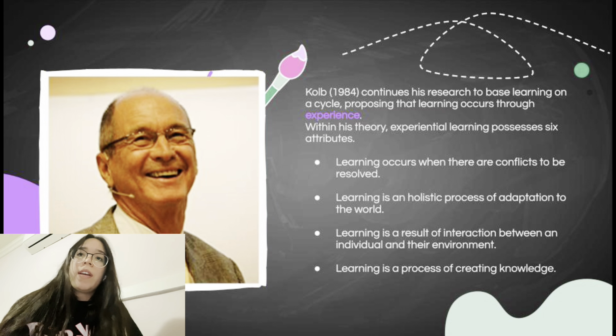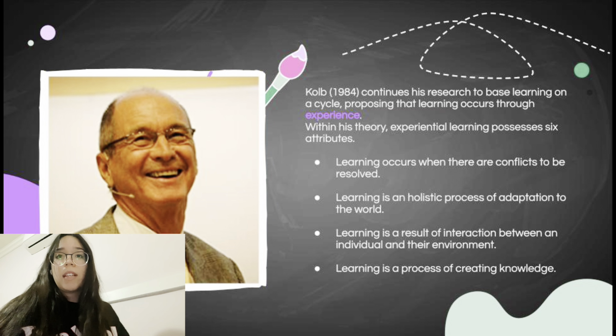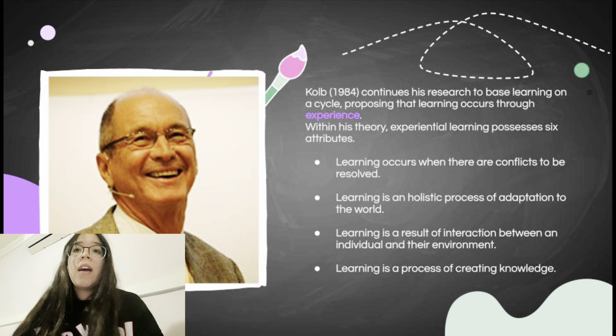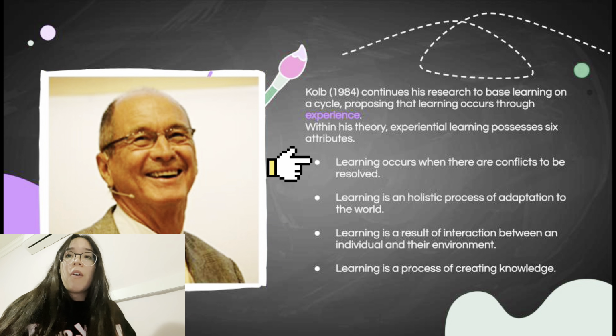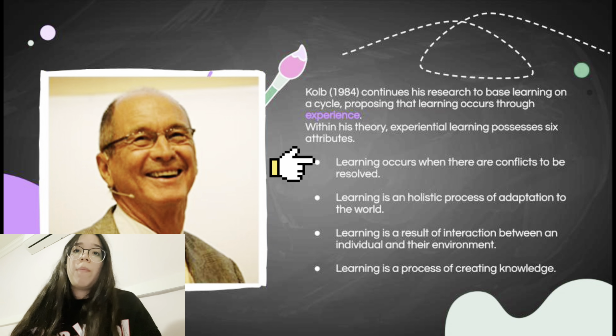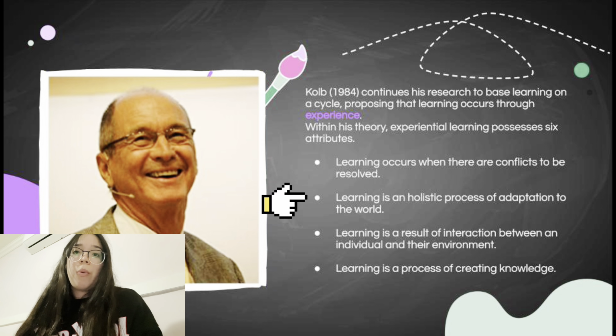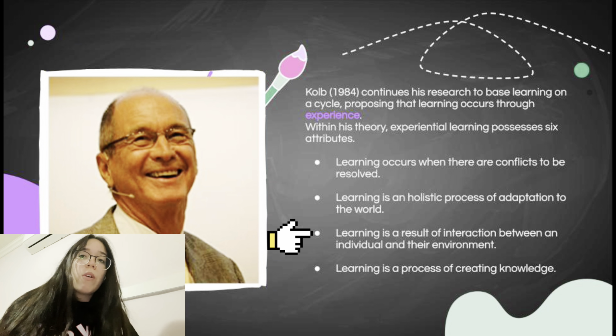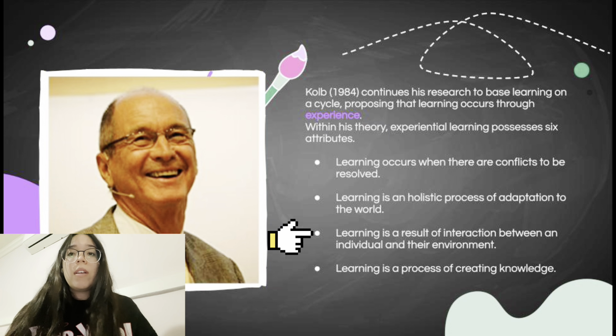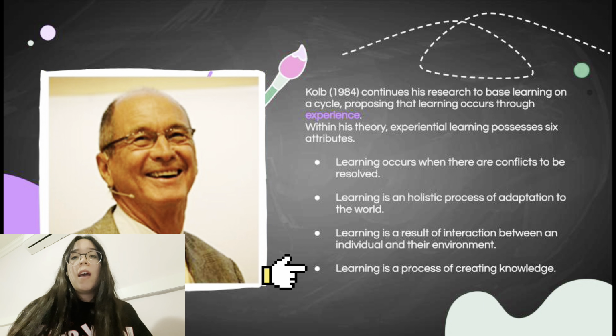Within his theory, experiential learning possesses 6 attributes that are: learning occurs when there are conflicts to be resolved. Learning is an holistic process of adaptation to the world. Learning is a result of interaction between an individual and their environment. And learning is a process of creating new knowledge. Within the learning style model, Kolb also created a cycle that, as I mentioned before, includes 4 stages.